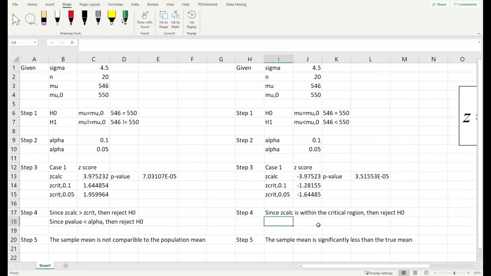Tama? So we can also say na since p-value, okay, pwede naman ganyan lang. P-value is less than alpha for both cases, no? For both alpha 0.1 tsaka alpha 0.05, then we reject H naught. Okay? Yes, i-compare natin sa alpha value, Martin. Okay?